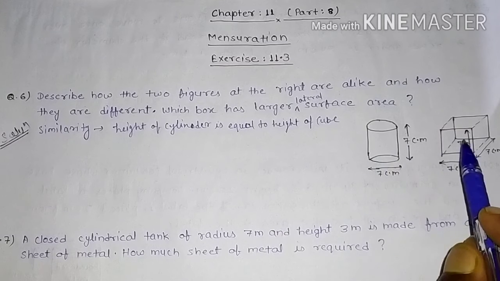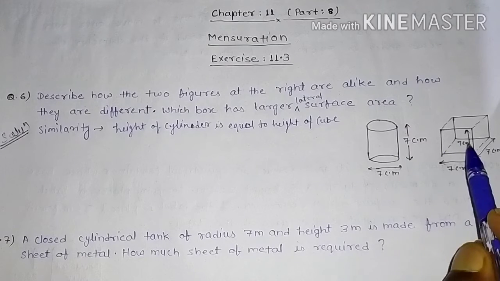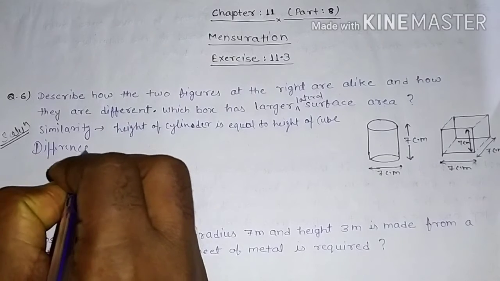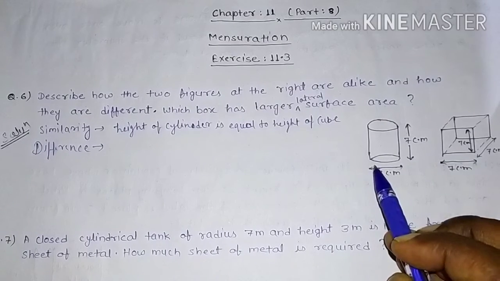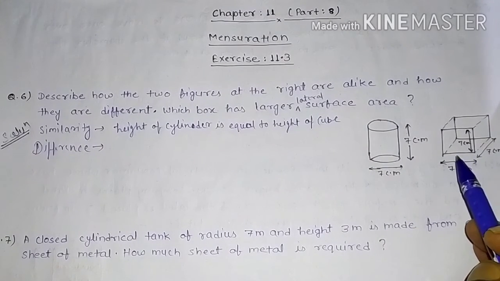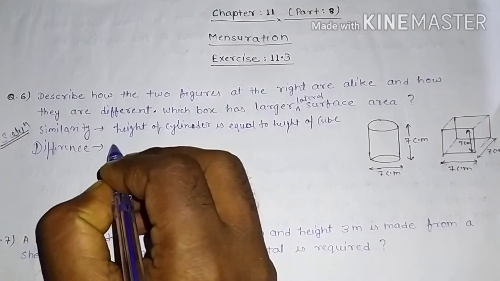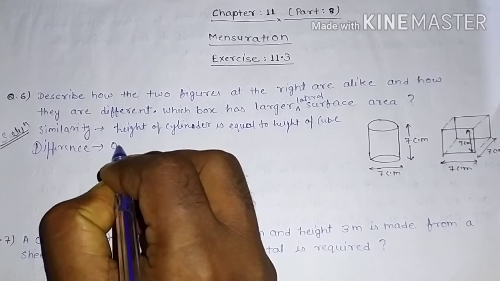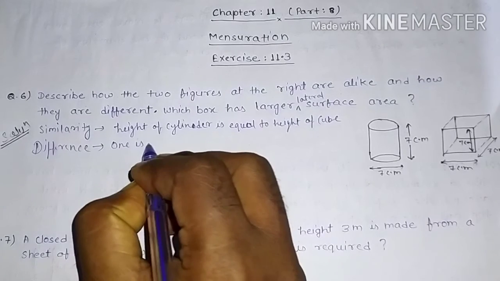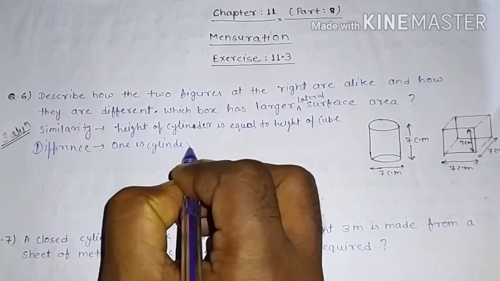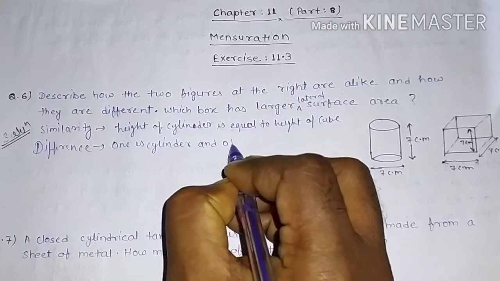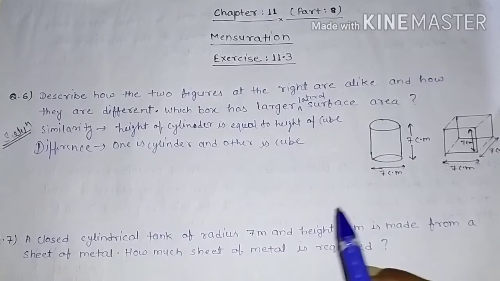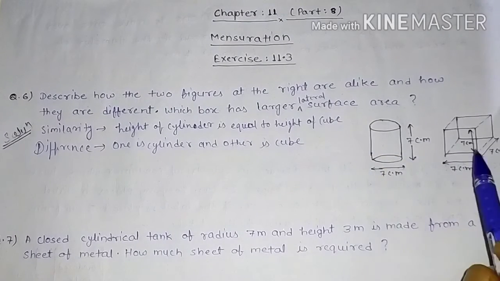And what is the difference between both figures? The difference is simply that one is a cylinder and the other is a cube. This is the basic difference. So here we can write, one is cylinder and other is cube. Now this is the basic difference between these two figures.